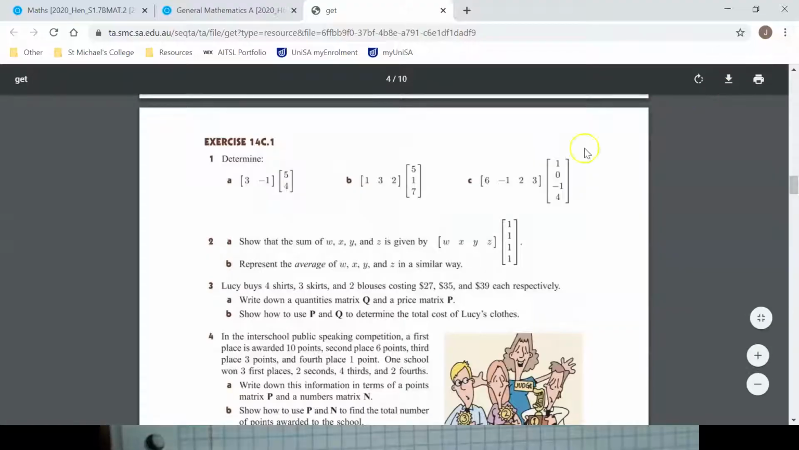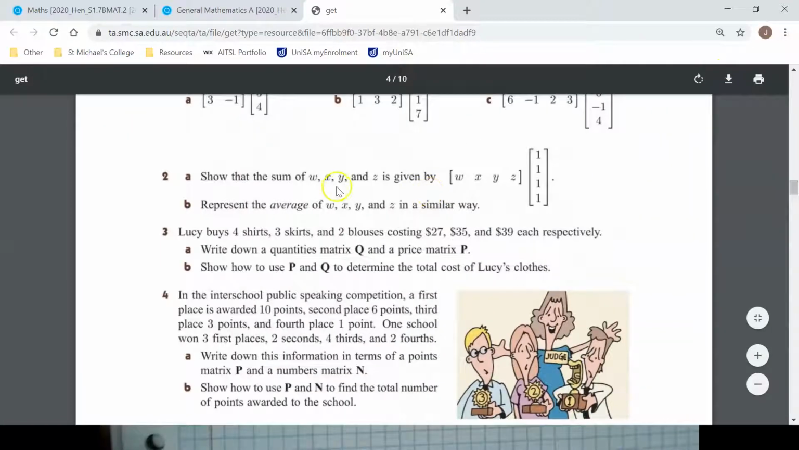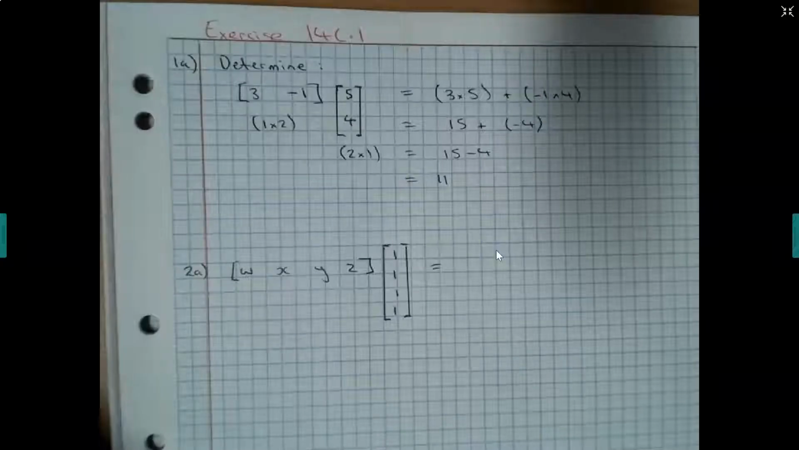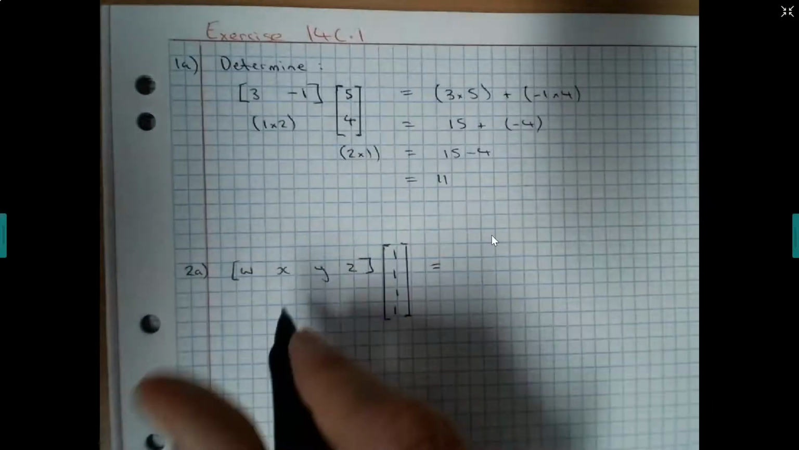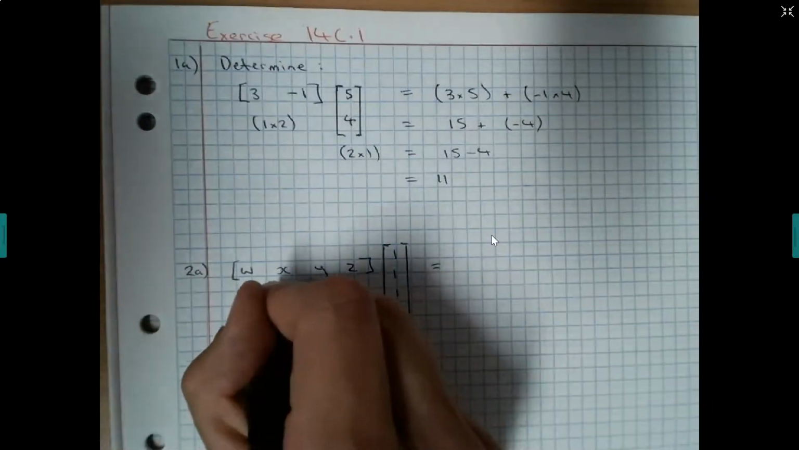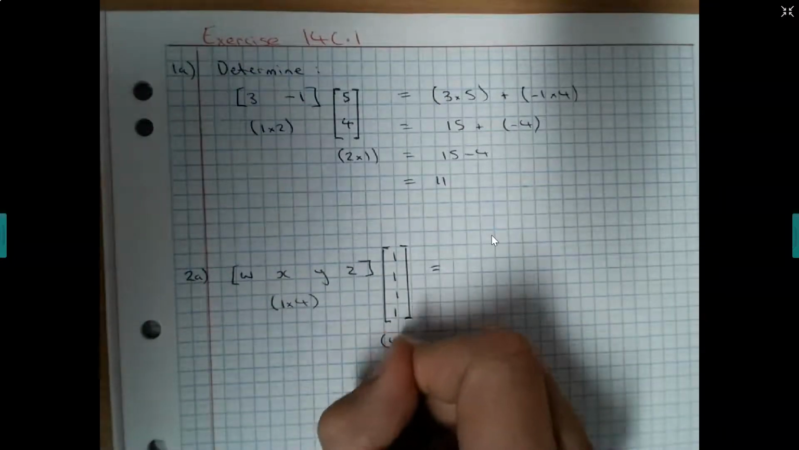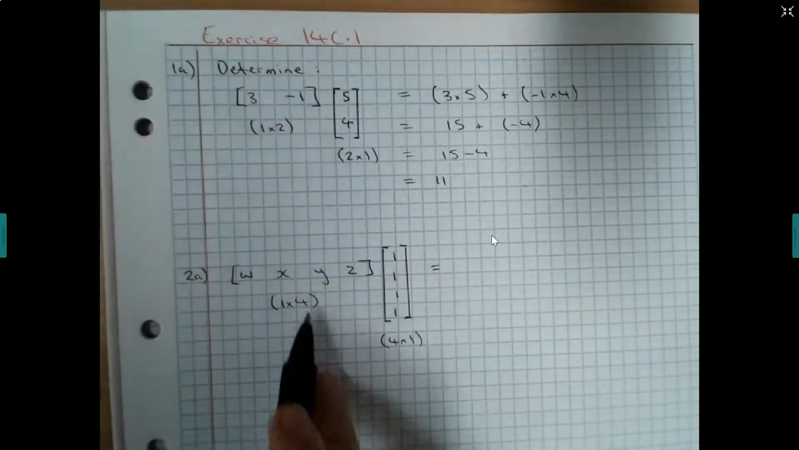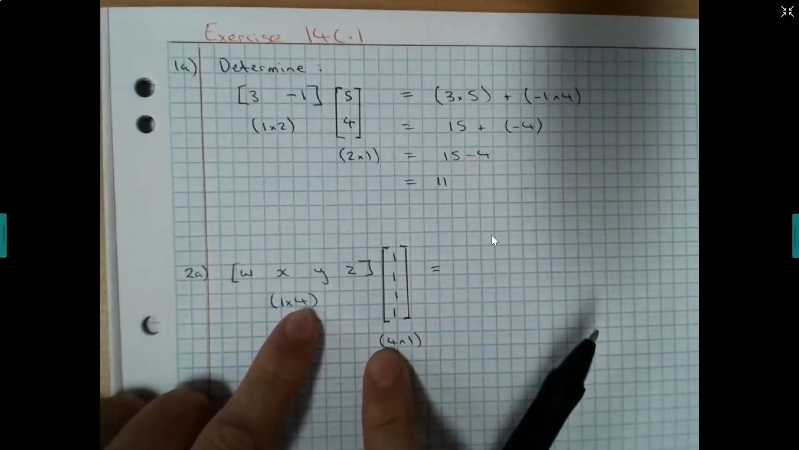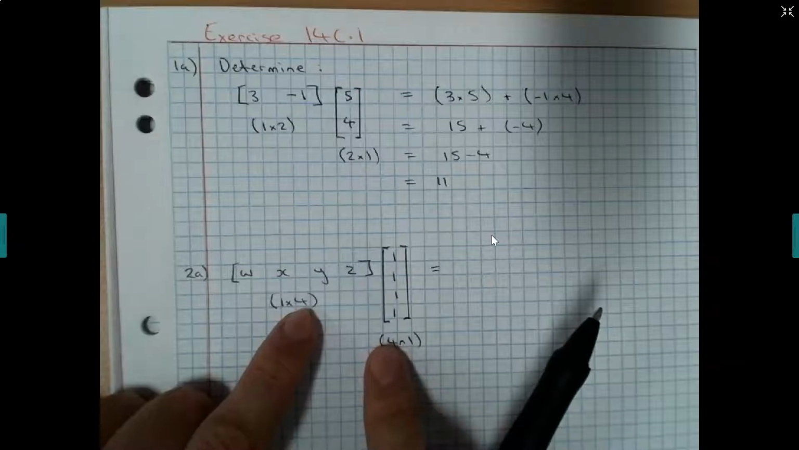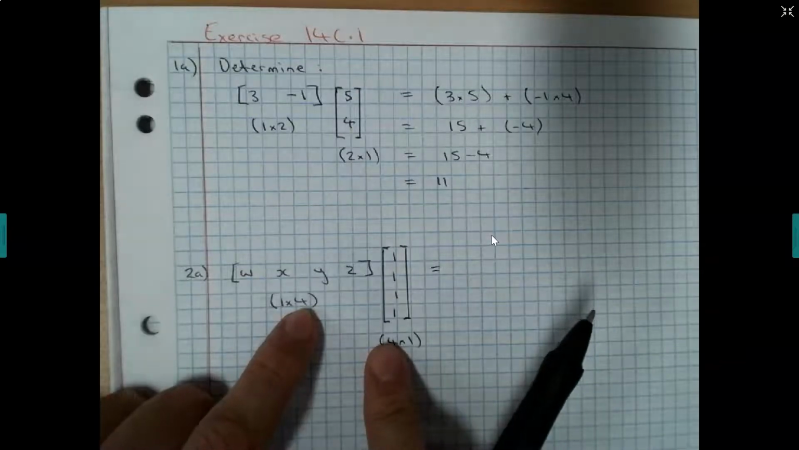And question 2 asks us to show that the sum of w, x, y, and z is given by this matrix multiplication here. So here we go again. Again, this matrix has order 1 by 4. This matrix has order 4 by 1. Since those two values are equal, we can do the multiplication.